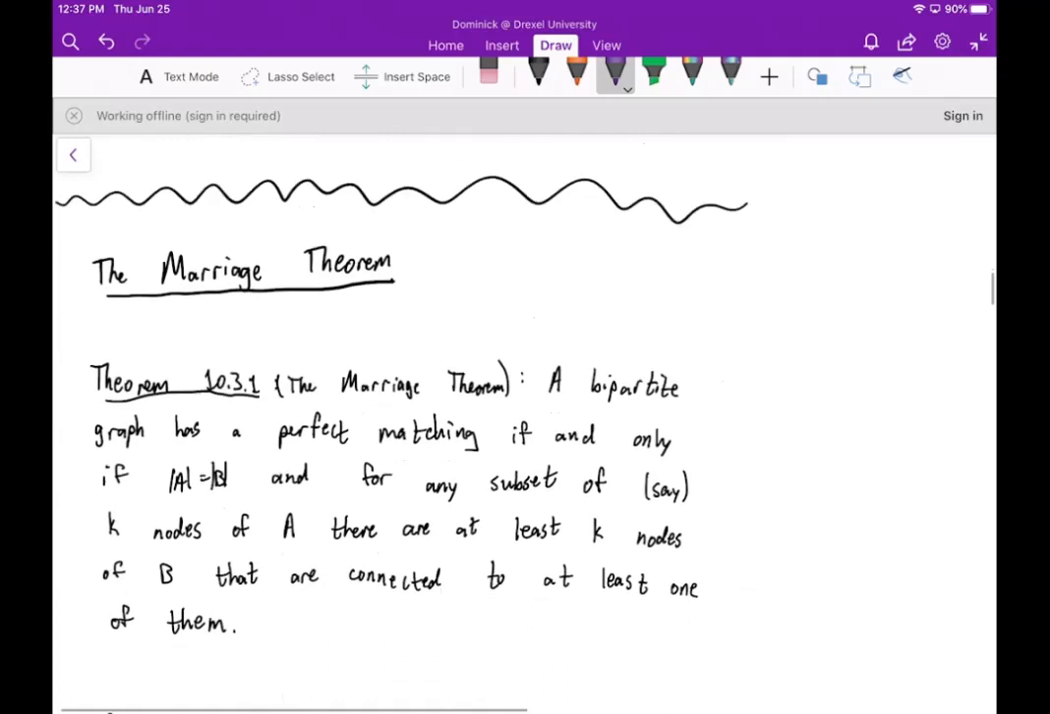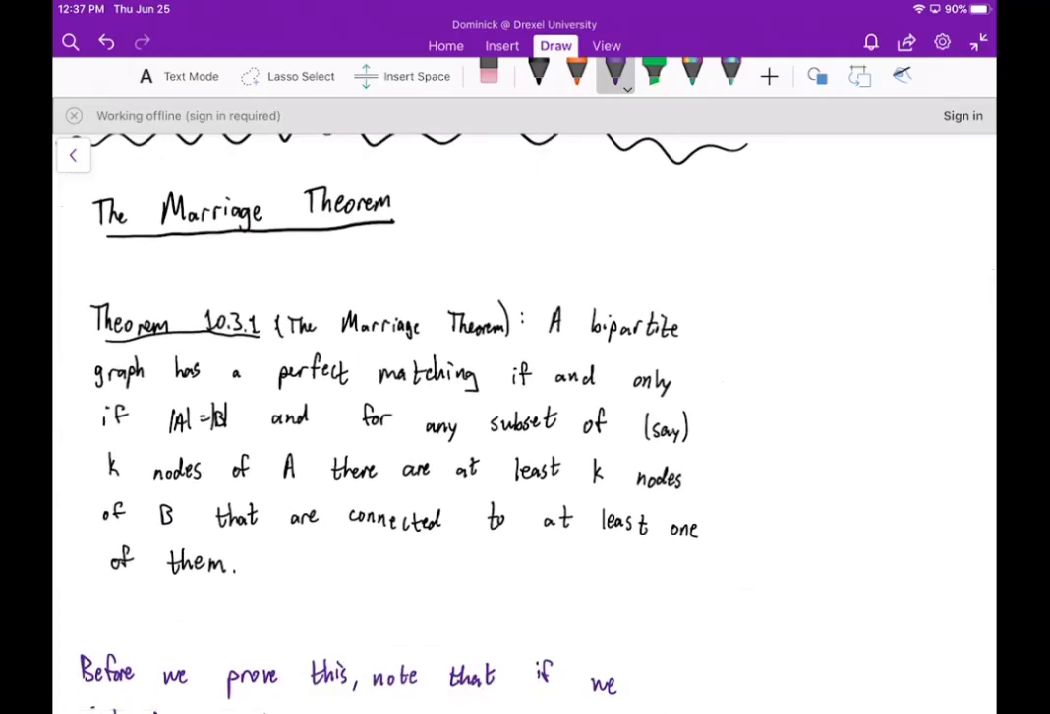And this is going to rear its head in the idea of the marriage theorem, okay? So the marriage theorem says that a bipartite graph has a perfect matching if and only if the size of the set of nodes of A is the same as the size of the set of nodes in B. And for any subset of K nodes of A, there are at least K nodes of B that are connected to at least one of them.